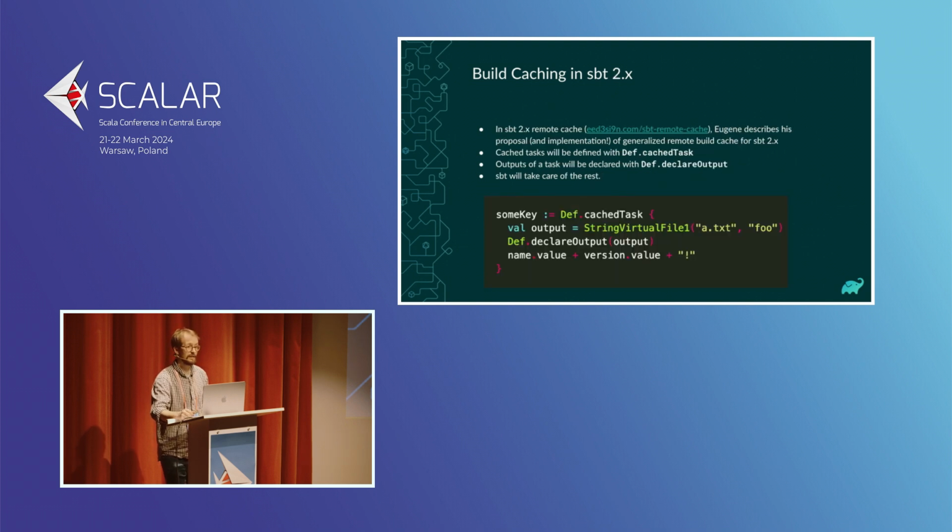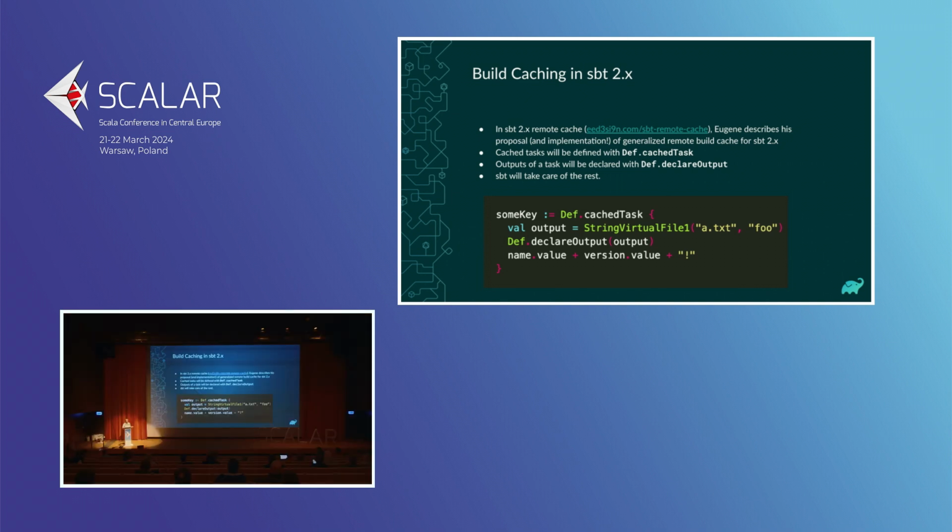In SBT 2.x, the situation should be a bit better. There's been a proposal and an implementation that Eugene came up with that's going to bring cached tasks to SBT. So the idea is that you would define the task with Def.cachedTask, which is a bit different from the Def.task that you would use today. If your task is going to produce some file, you can use Def.declareOutput to teach SBT about the side effect that you're producing, in this case, writing this file. You don't have to return it. SBT is still going to know that this task produces this file.